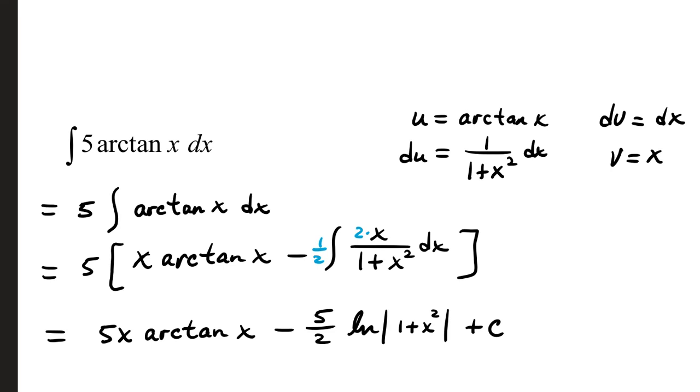So let's go back to the beginning of that. That's 5 times x arctangent of x minus 5 halves. And because we have derivative of the denominator, the rest of this is natural log of the absolute value of the denominator plus c. Since x squared plus 1 is always positive, you can actually get away with parentheses here. But if you just want to cover all your bets, use absolute value.